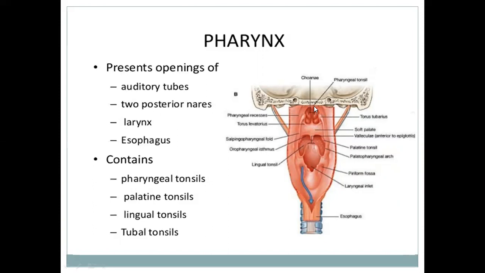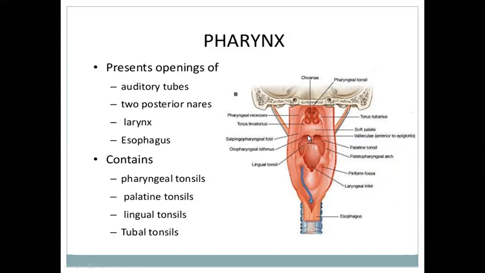It extends from the roof of the nasopharynx up to the soft palate. So this is the soft palate, and this is the uvula of the soft palate, and these are the palatoglossal folds. These palatoglossal folds on each side form the oropharyngeal isthmus. It forms a boundary between the oral cavity and the pharynx.